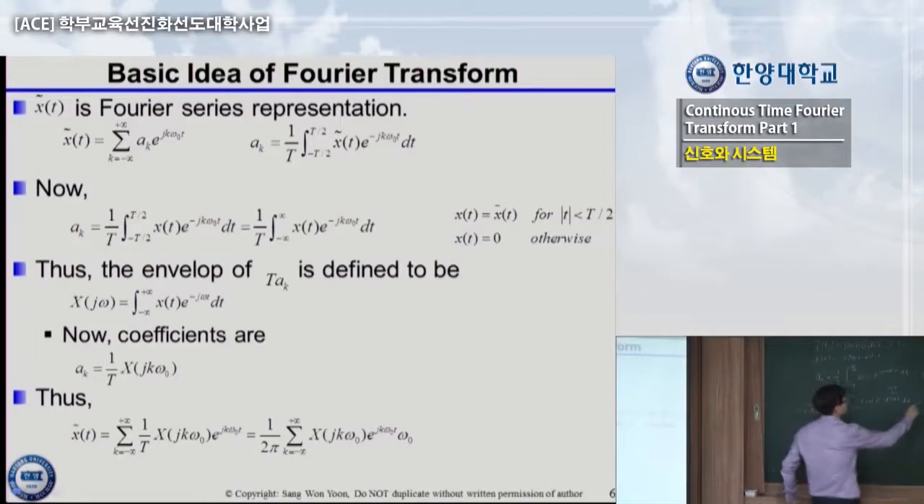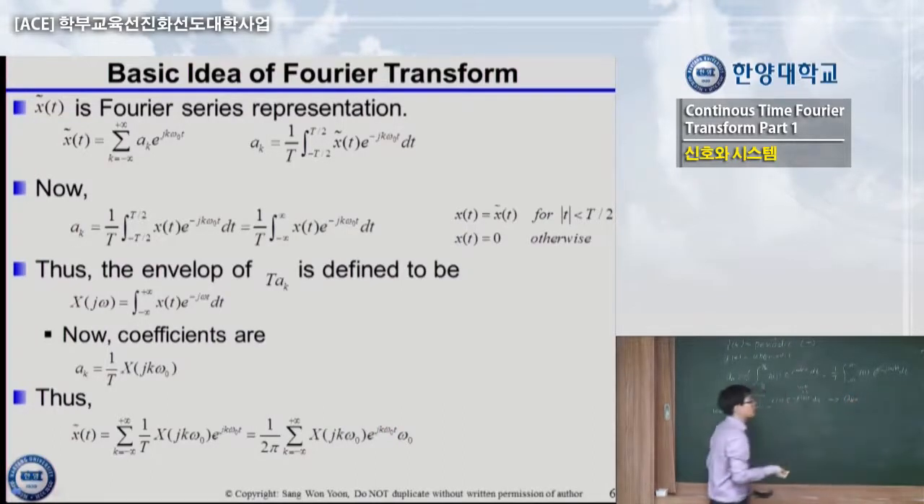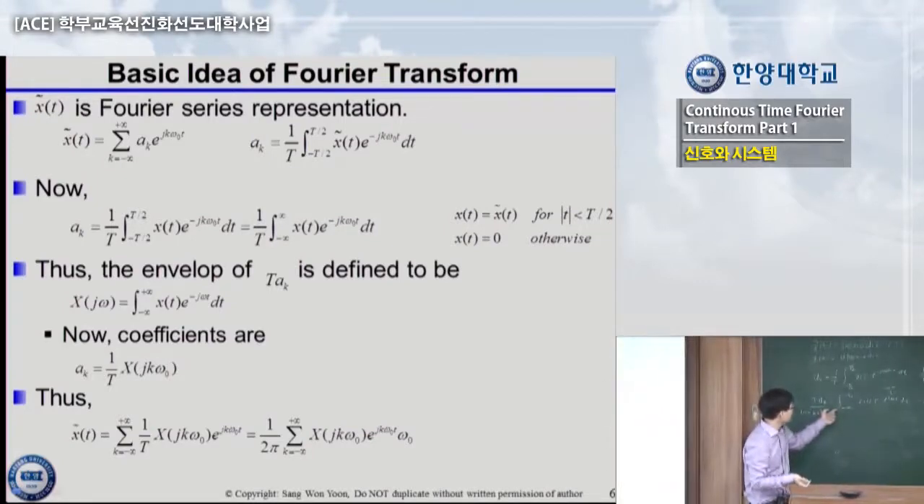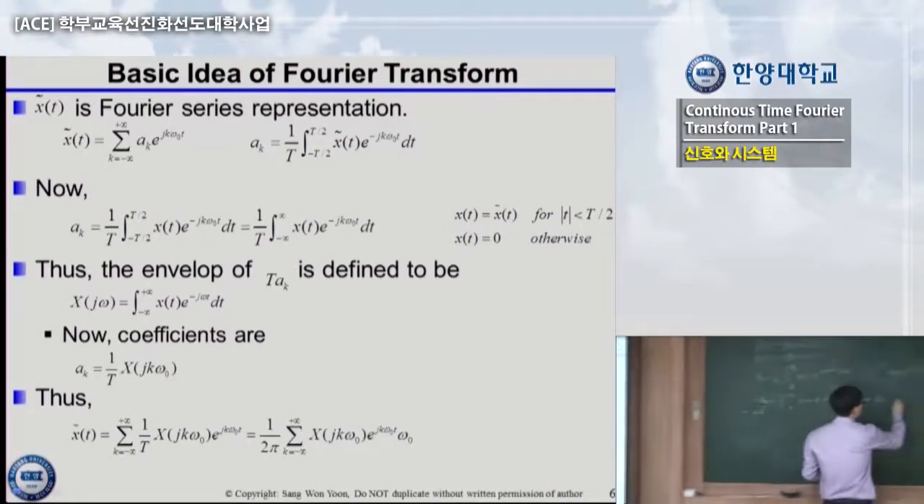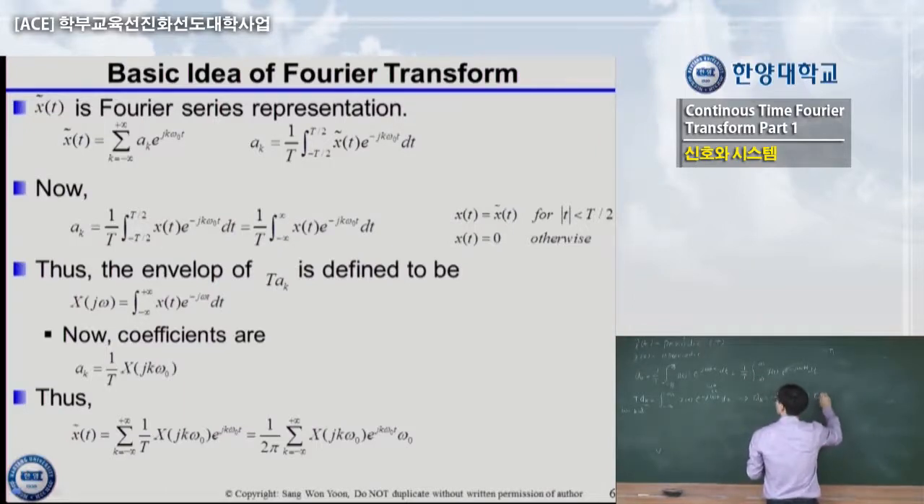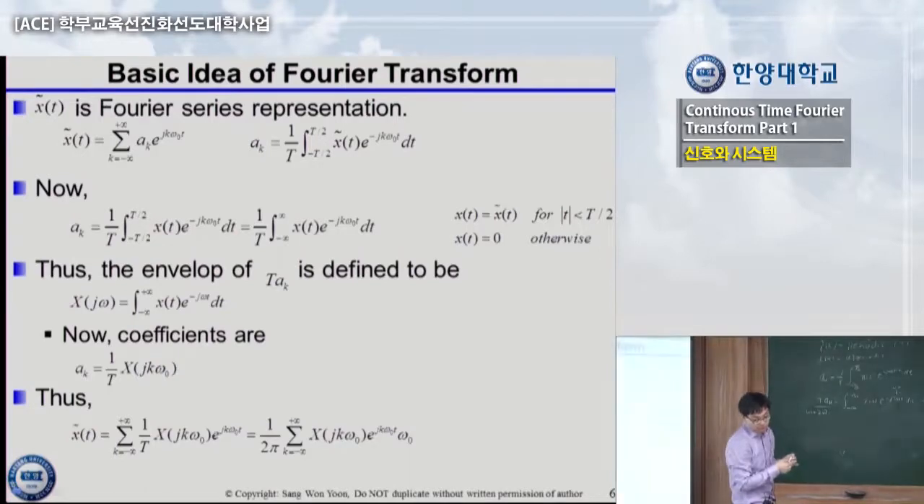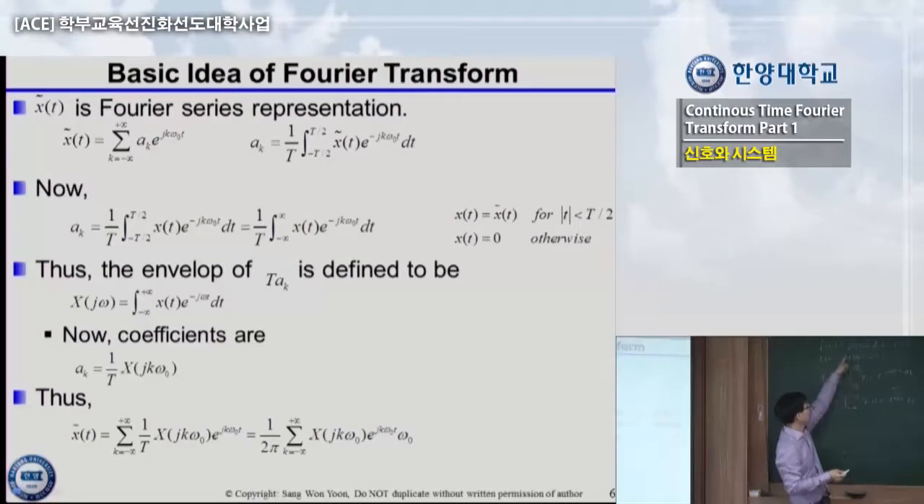Now, what is our coefficient? The coefficient will be 1 over T times something like this. That looks like this, and that's our coefficient right now. You can put it here.